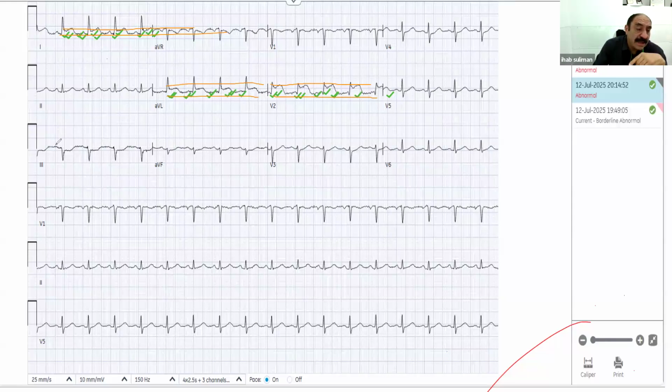And at the same time, there is an ST depression in lead 3 and AVF. Are you all with me? And also not to forget that the patient is in normal sinus rhythm, because there is a P wave before each QRS complex. Are you following me?